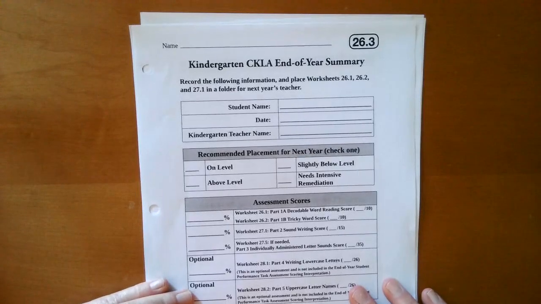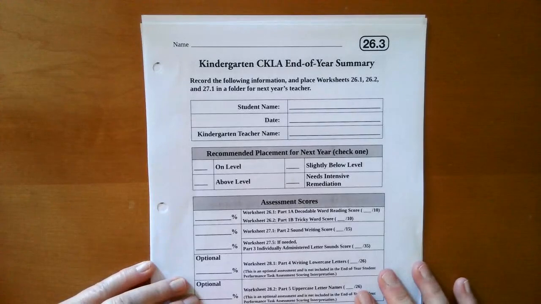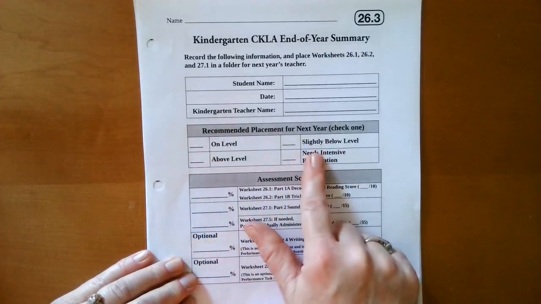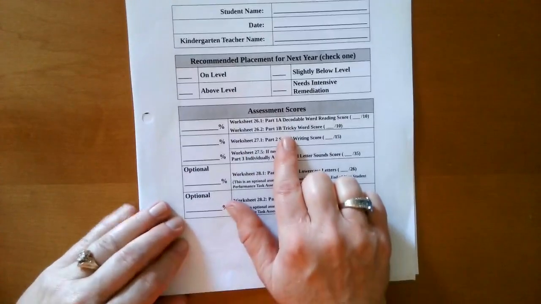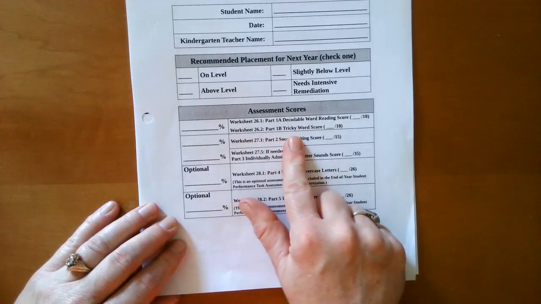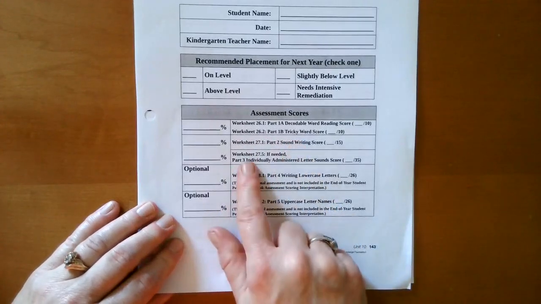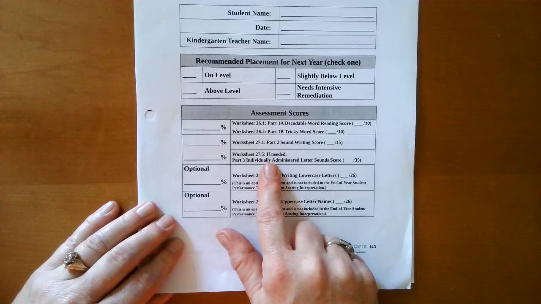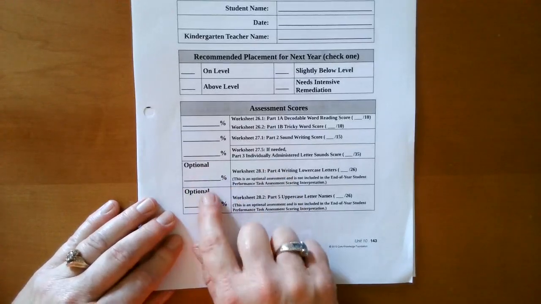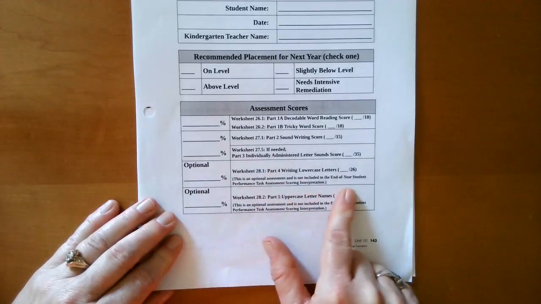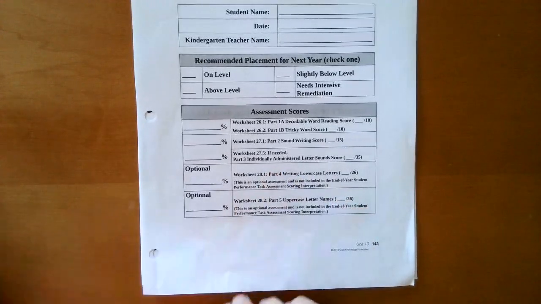The end of the year summary for kindergarten is Unit 10, and this is where you would fill out this information. You would recommend their placement for next year. And the bottom of this sheet has 26.1 is decodable word reading, 26.2 tricky word reading, and so on. If you look at 27.5, it says if needed, you would administer that. Then these two parts of the assessment are not supposed to be factored into your end of year student performance task assessments, but they're optional.